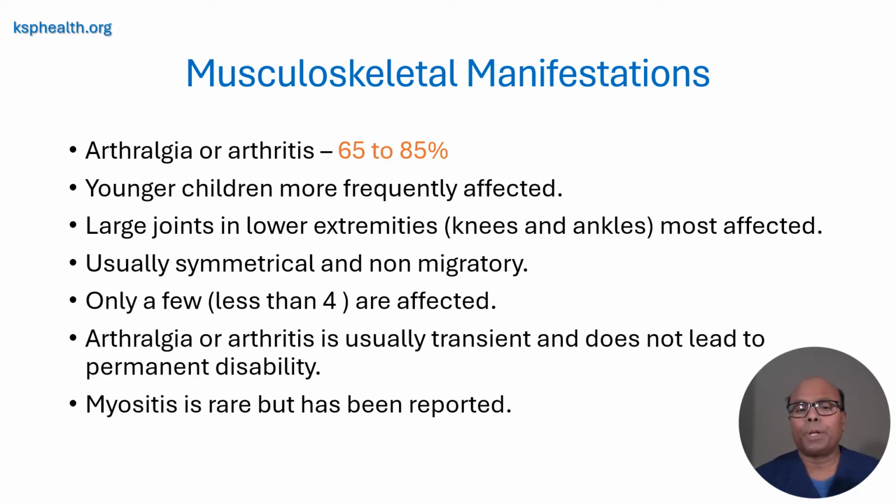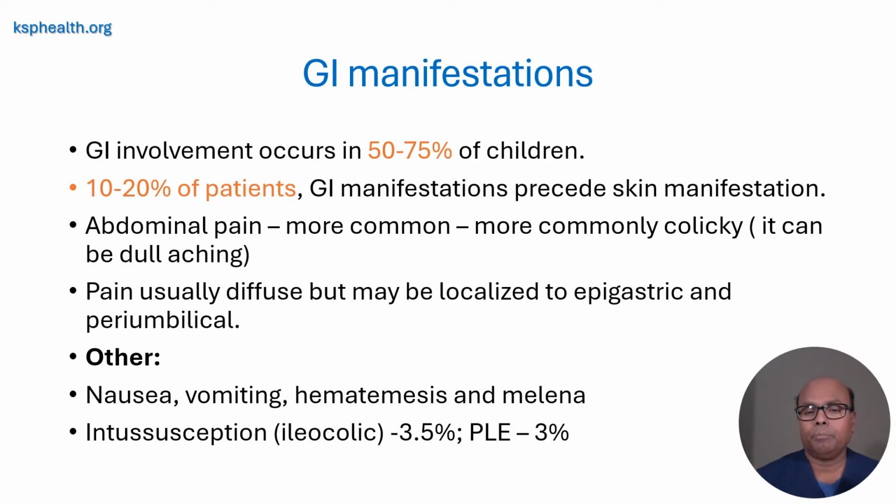It also can present as arthralgia and arthritis in 65 to 85% of the patients. Younger children are more frequently affected. Large joints in the lower extremities, especially knees and ankles, are most commonly affected. Usually it is symmetrical and non-migratory. Only a few, that means less than 4, are affected. Arthralgia or arthritis is usually transient and does not lead to permanent disability. Myositis is rare but has been reported.